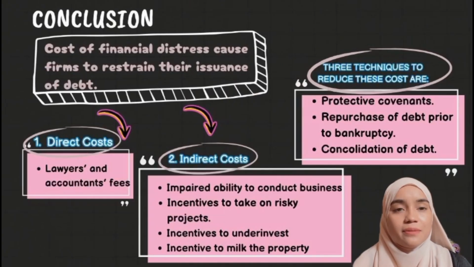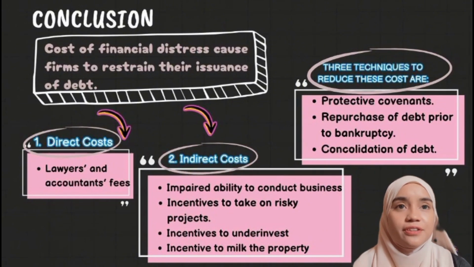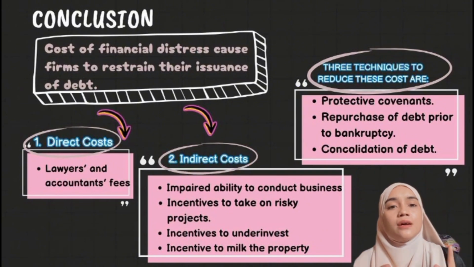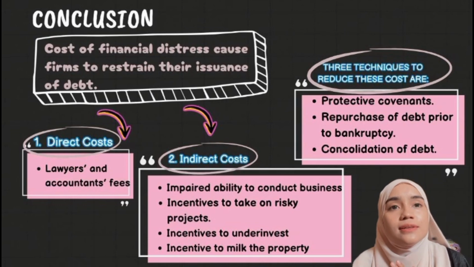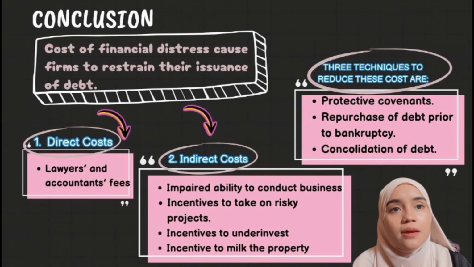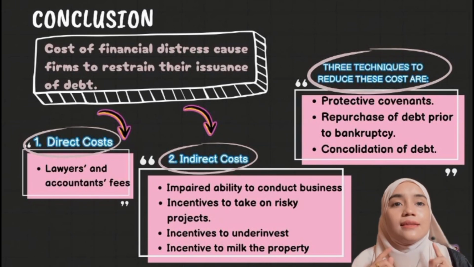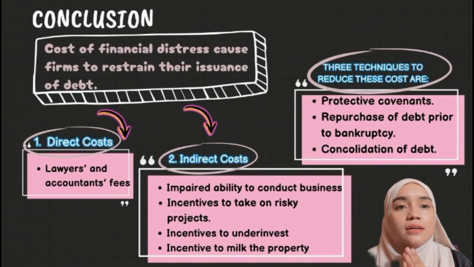I will explain the conclusion, the cost of financial distress. Firms face 3 main issues. The first is direct cost: lawyer and accountant fees. Number 2 is indirect cost. The first is impaired ability to conduct business, then incentive to take on risky projects, incentive to under-invest. Then number 4 is incentive to milk the property.